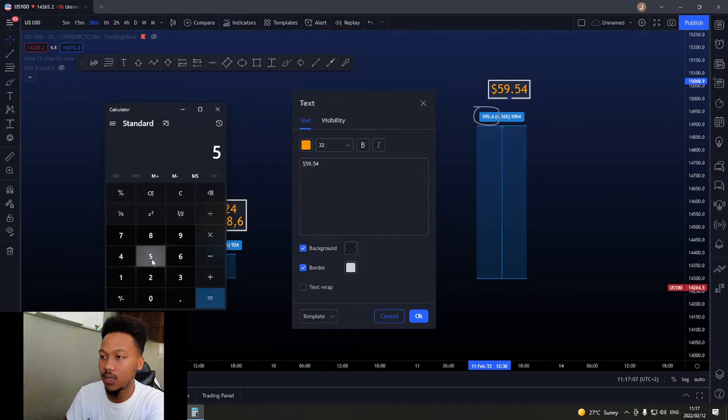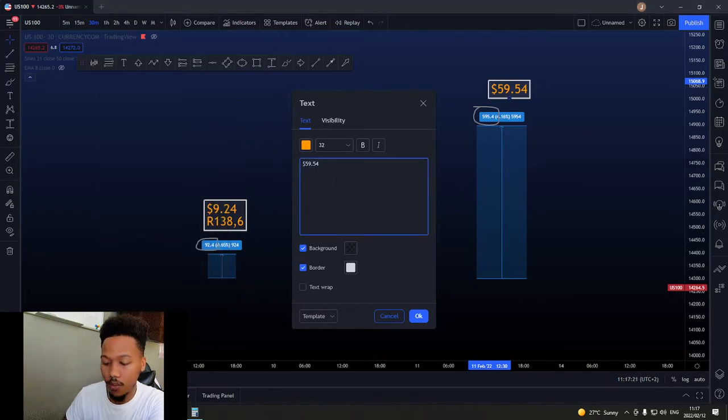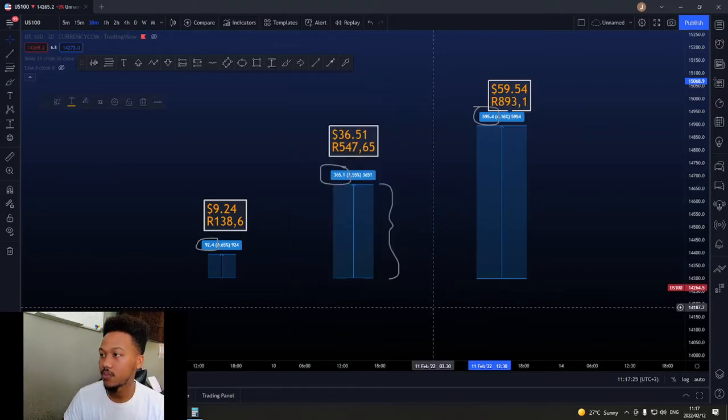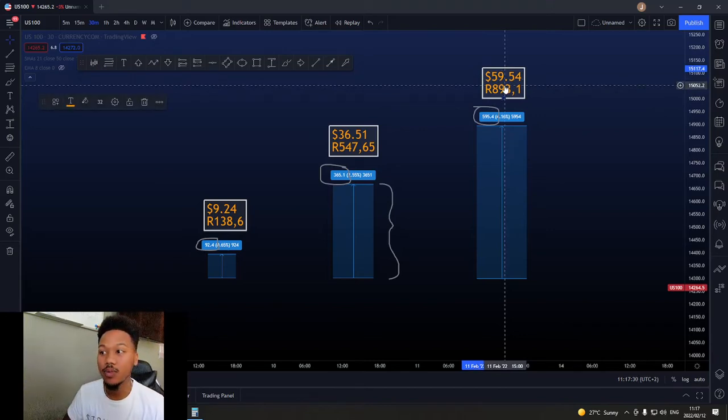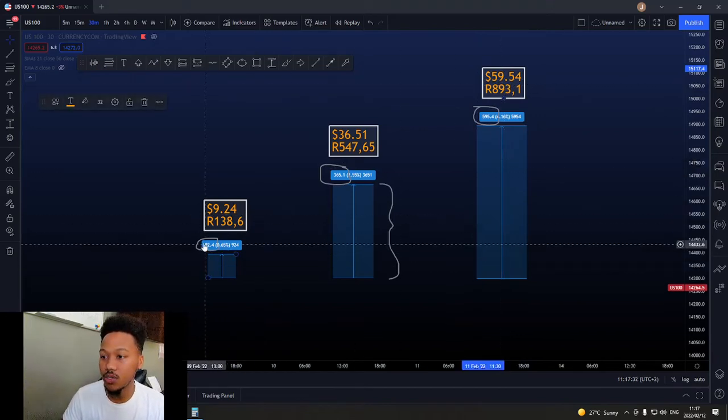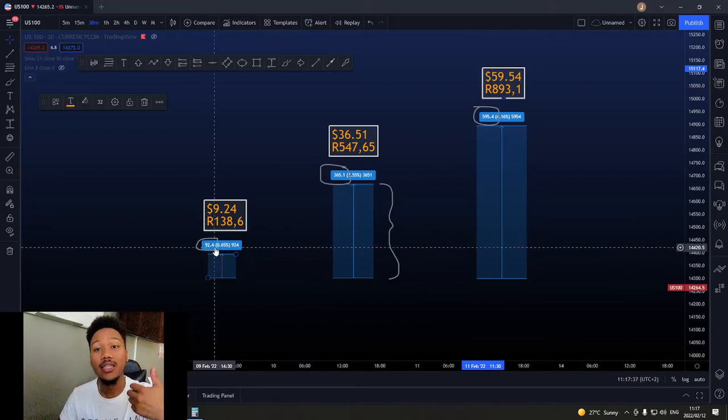Okay, so we're gonna take the 95.4 multiplied by 15, and we literally have 893.1 ZAR. Boom. And like I say, this is for IFX. Okay, at some brokers you just look at this number like 92.4, then you will be literally risking $92.4.